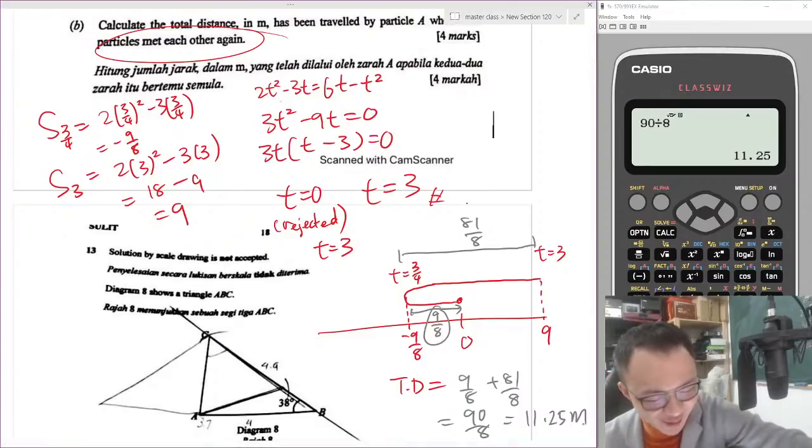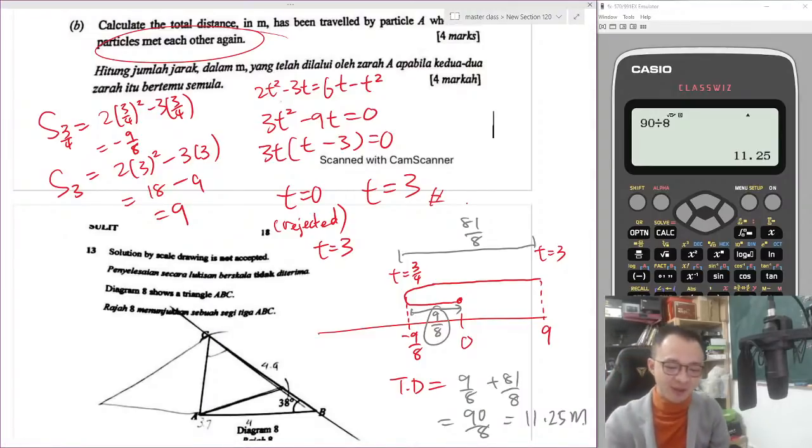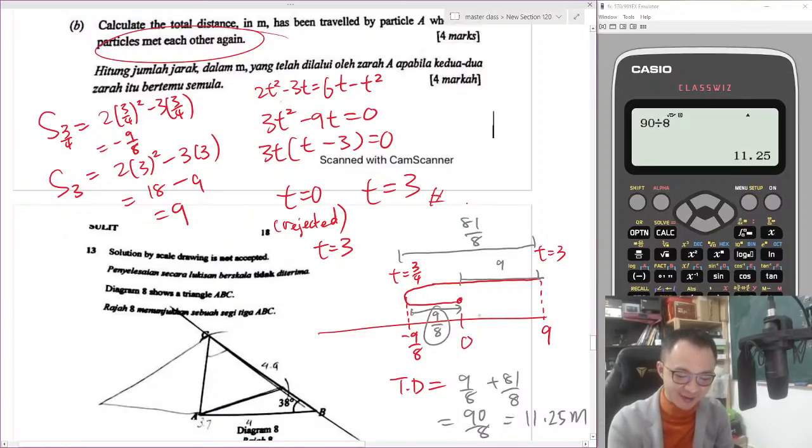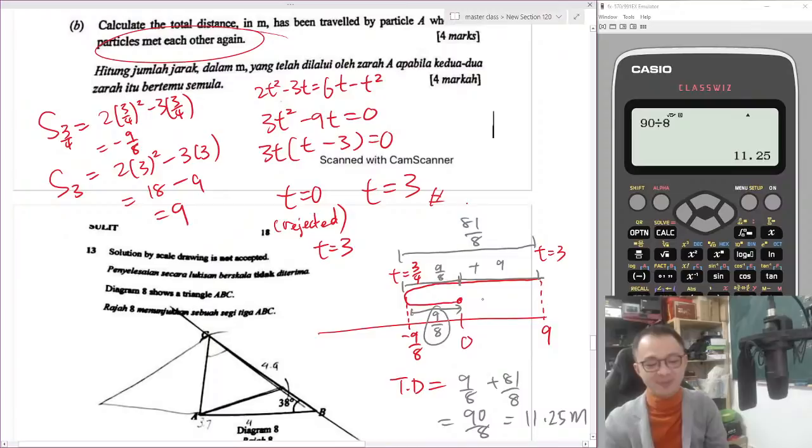Why is it 81 over 8? Good question. Because from here to here is 9, isn't it? But then from here to here is 9 over 8, isn't it? Then you add them together, you will get 81 over 8.